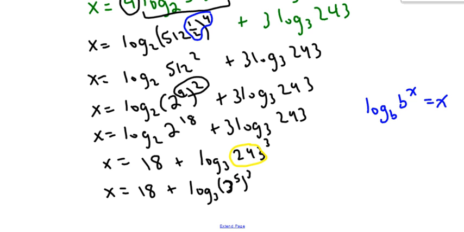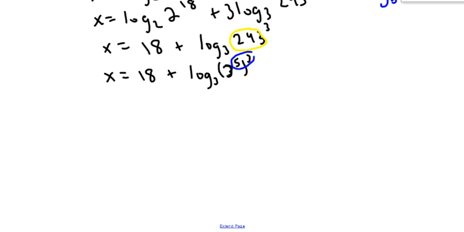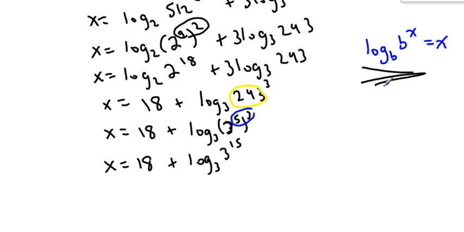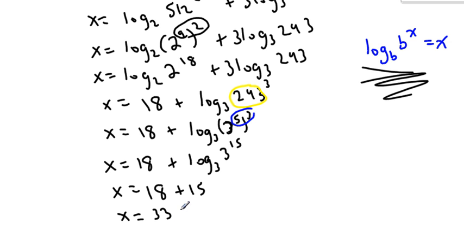So again, I now have this exponent law in play, so I can multiply that together. So x equals 18 plus log base 3 of 3 to the 15. And now, exactly like what happened before, I have this situation again. I have log base 3 of 3 to the 15. So that's just equivalent to 15. So I end up with x equals 18 plus 15. So x equals 33. Done.